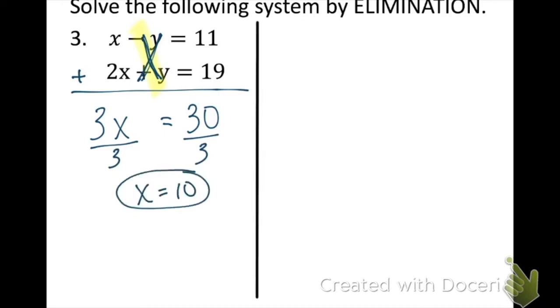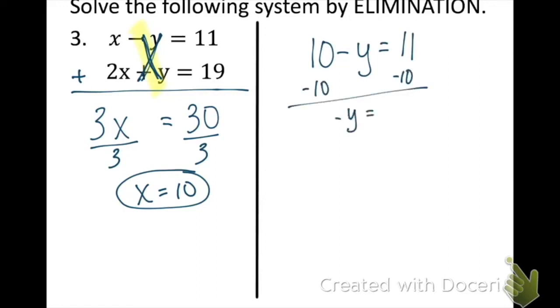My next step is to take whatever x equaled and plug it back into one of my two original equations. You can use either of the equations. I think that the top one looks like it's the easiest. So I'm going to put 10 where x was and solve for y. So let's subtract the 10 over. Since I have a negative y equals number, I'm just going to change all my signs, and I get y equals negative 1. So my final answer is the point (10, -1).